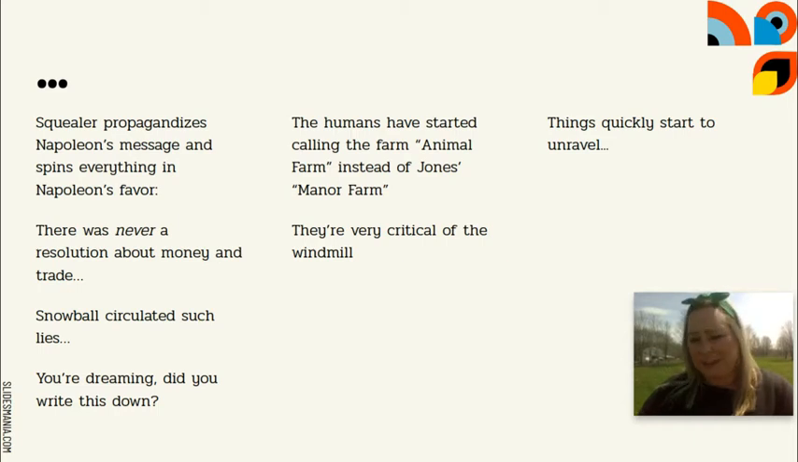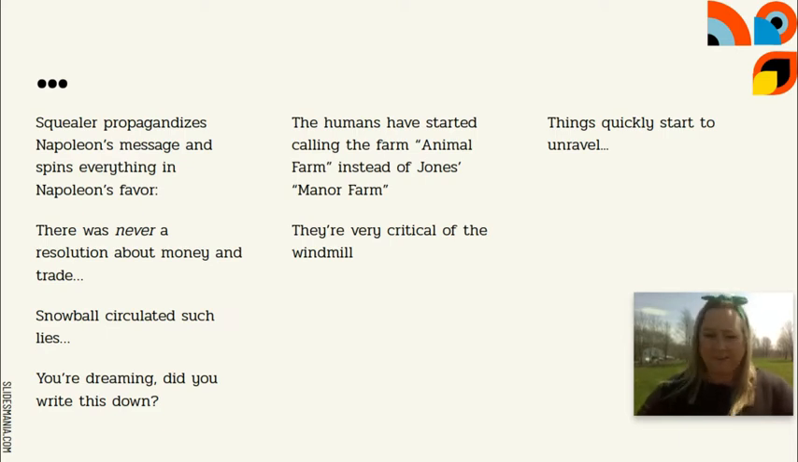Squealer begins propagandizing Napoleon's messages immediately, with the necessity of engaging in trade and exchanging money. He spins everything in Napoleon's favor. Remember, it was stated earlier on in the book that Squealer has the ability to turn black into white. He's very persuasive. He is very manipulative.